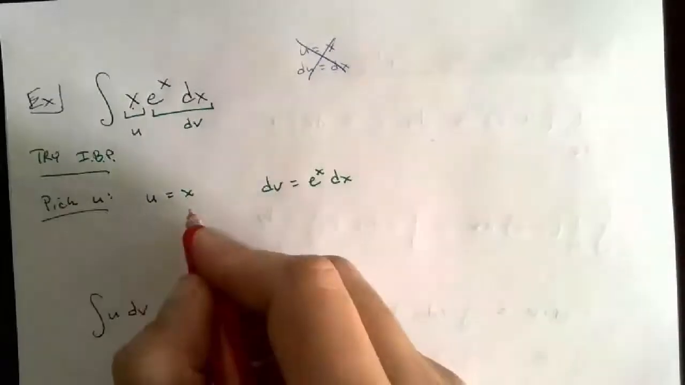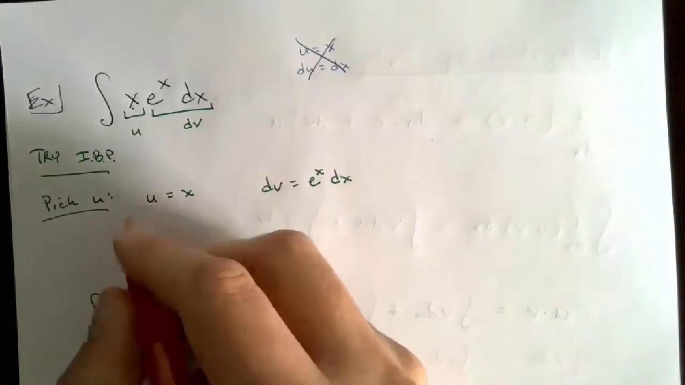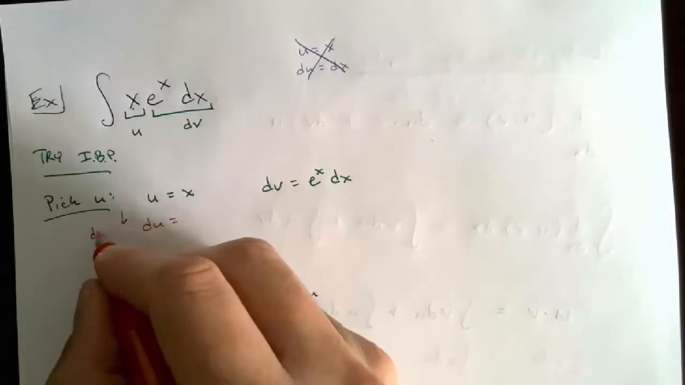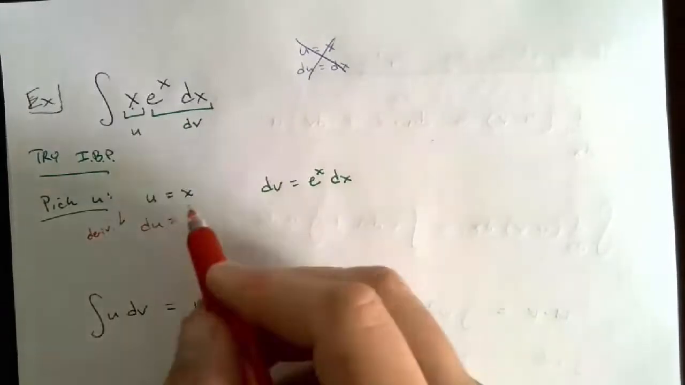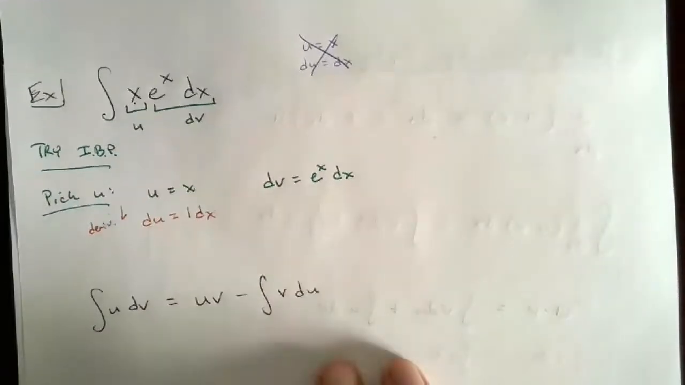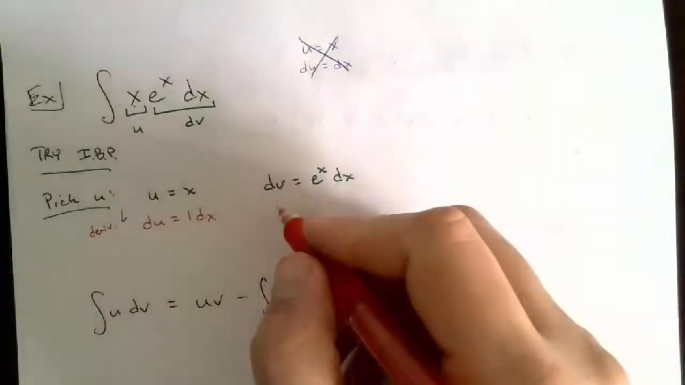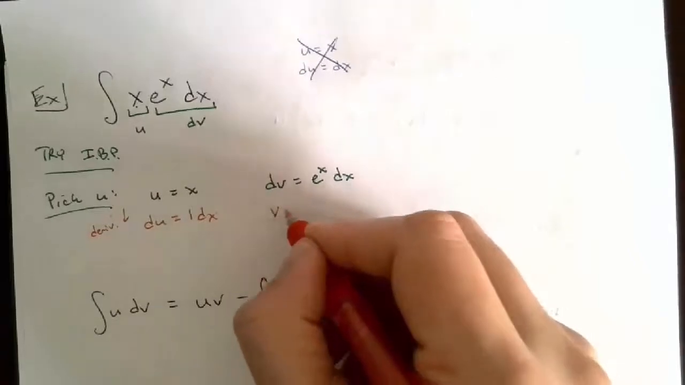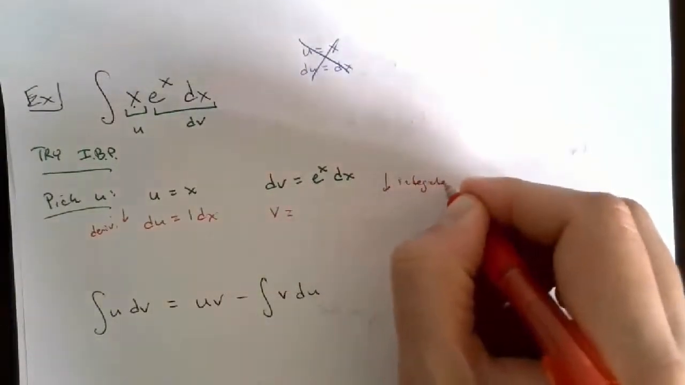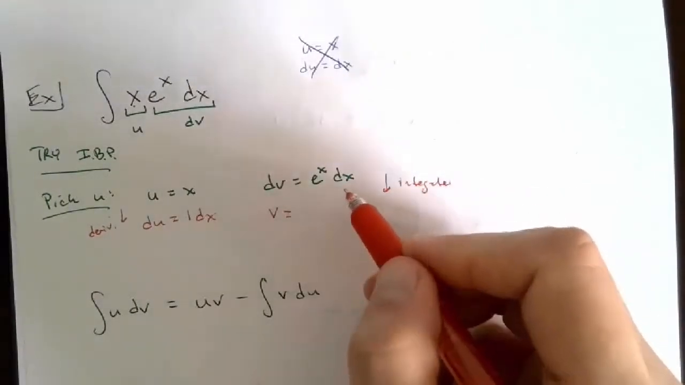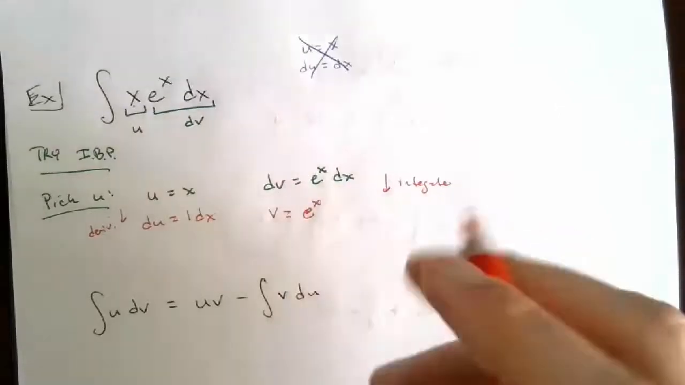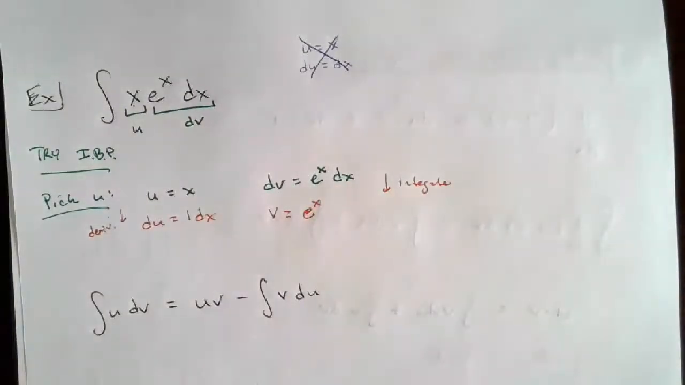So if I let u equal x, then you take the derivative of this to get du. So going down this way, you're taking the derivative. So what's the derivative of x? Well, it's 1 dx. And from here, you've got dv. I'm trying to find v from there. Well, how do I get v from dv? Well, you want to integrate this side. So you want to integrate dv. Well, what's the integral of e to the x dx? Well, it's just e to the x. And we don't put plus c in here. We'll use that later on when we actually finish the integral.